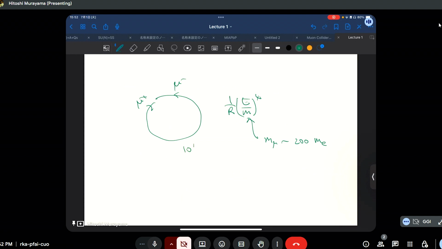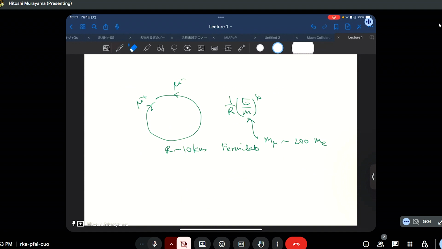What people are talking about these days, I'm sure you have seen these parameters, is that the radius of the ring may be 10 kilometers. In the case of the US design, people were talking about that because it would barely fit into the Fermilab site, so that we can use the existing facility to host such a machine in principle. Even though this is much smaller compared to FCC-ee by an order of magnitude in terms of radius, the larger mass of the muon really helps us to reduce synchrotron radiation. So hopefully that is still manageable.